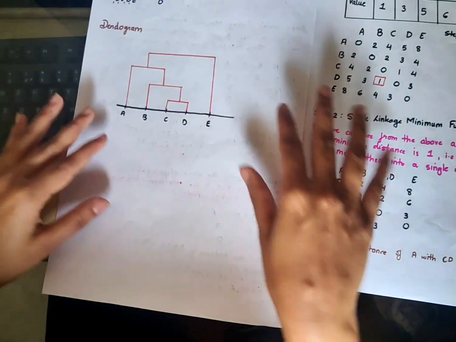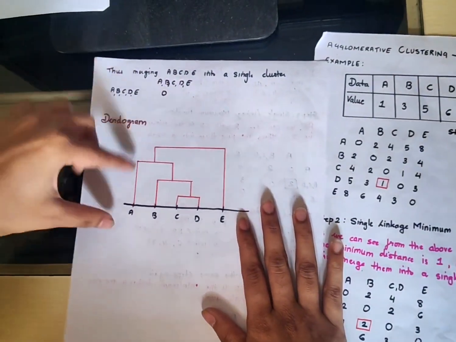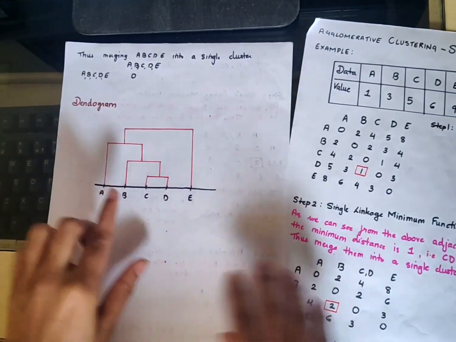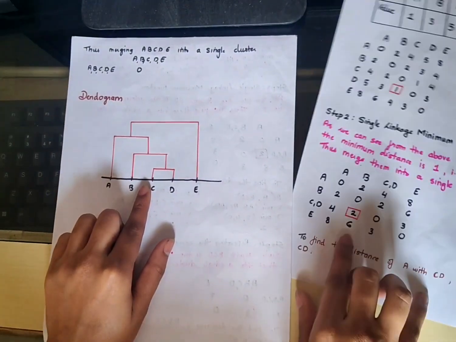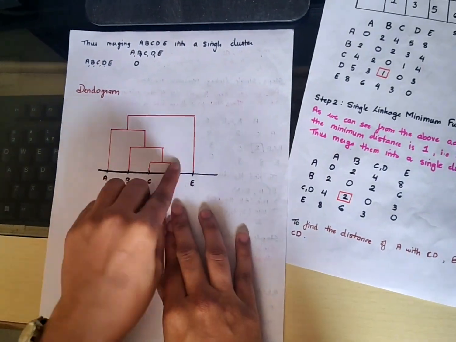Now we need to find the dendrogram. To find the dendrogram, we just need to plot. First we merged C with D, as from here. So now we'll just merge C with D.